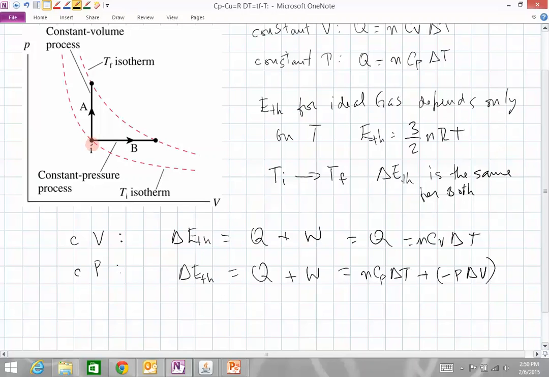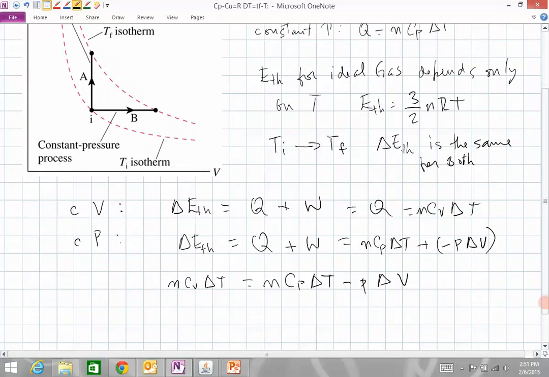Okay, so now these two things are equal, because they are going from the same initial temperature to the same final temperature in both cases. So I get that n Cv delta T is equal to n Cp delta T minus P delta V.